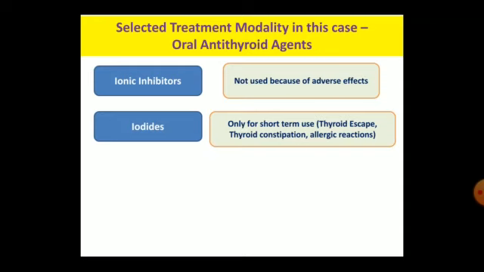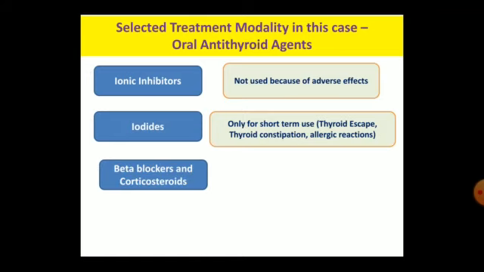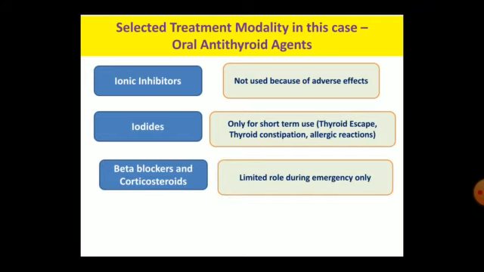Here we require long-term control, and for that, because of the problem of thyroid escape, thyroid enlargement and allergic reactions, iodides are not preferred. Then the other agents are beta blockers and corticosteroids. We can say they are life-saving drugs as far as the crisis is concerned, because they inhibit the peripheral conversion of T4 to T3, and additionally beta blockers control the sympathetic overactivity and the excessive cardiac stimulation. But they can be used only in an emergency. They cannot be used for long-term management.